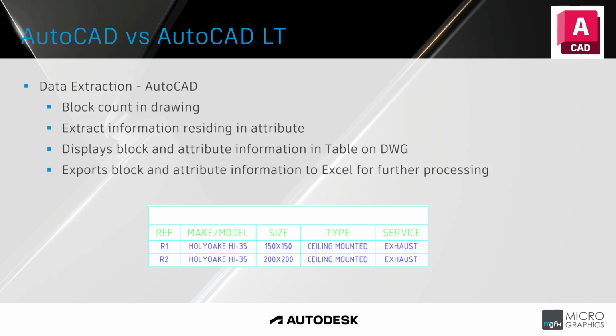Okay, so just a little bit of recap in there. So basically it does a block count in the drawing. You can extract information residing in your attribute. It'll display the block and attribute information in the table on your DWG, and then it also exports your block and attribute information in Excel, in text, for further processing.